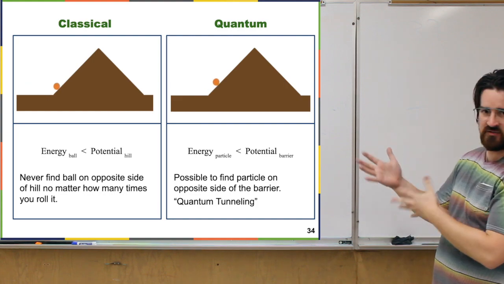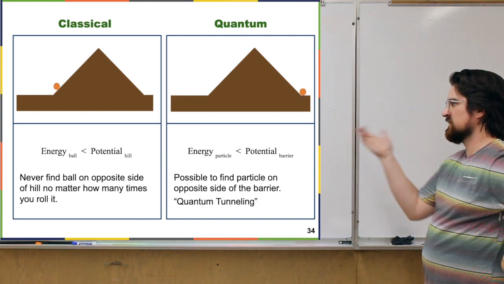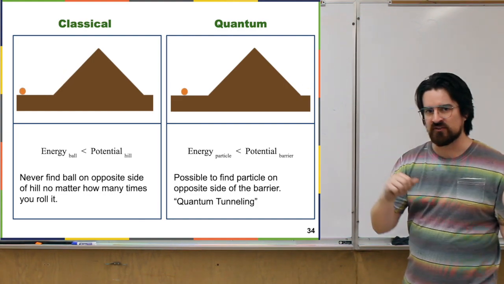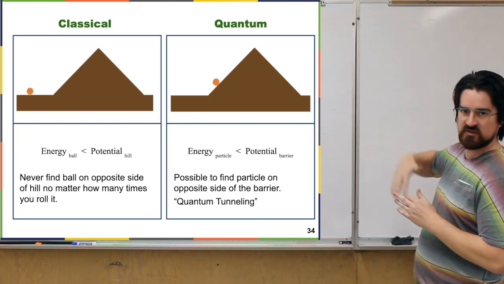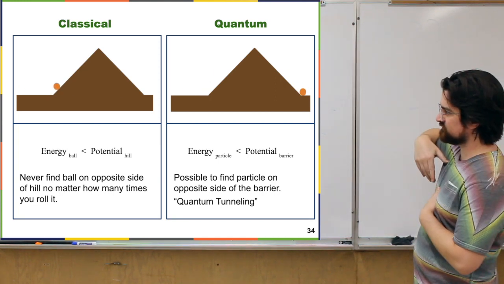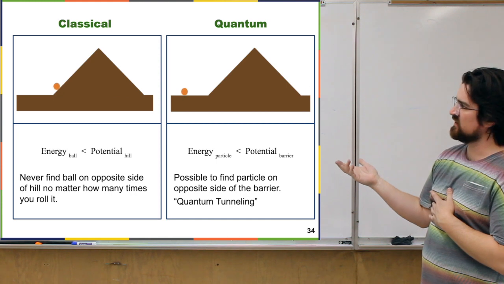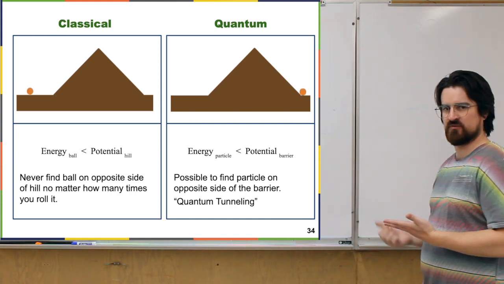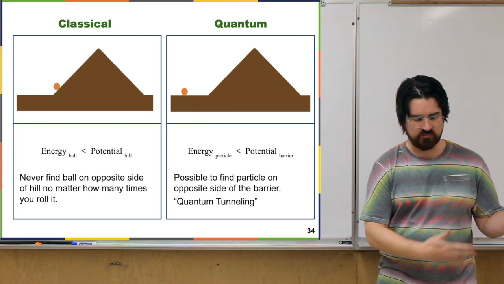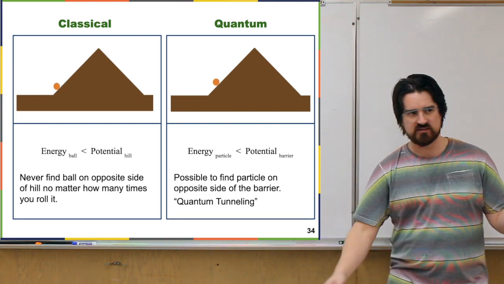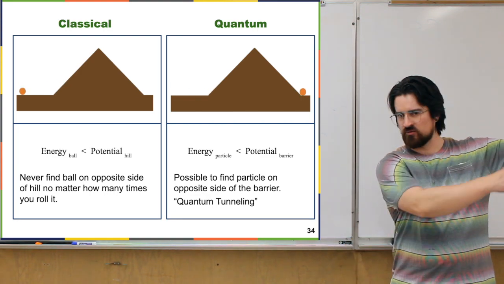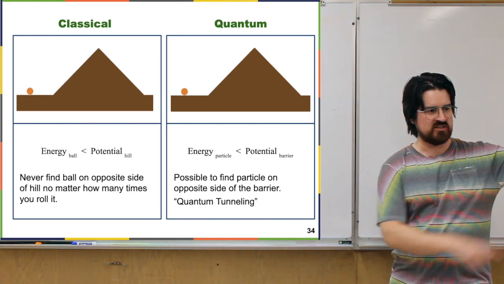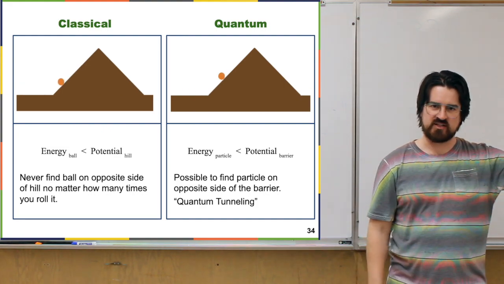The kinetic energy that you gave the ball is less than the gravitational potential associated with the height of the hill. In classical physics, that situation always ends up with the ball not going over the hill. Think about it, you roll a ball with not enough speed to get over a big hill, it's just going to roll up and come back down. Every single time. No chance it's going to be on the other side.